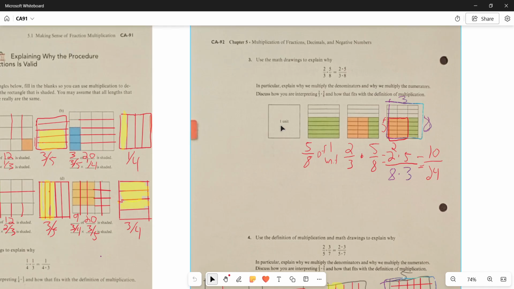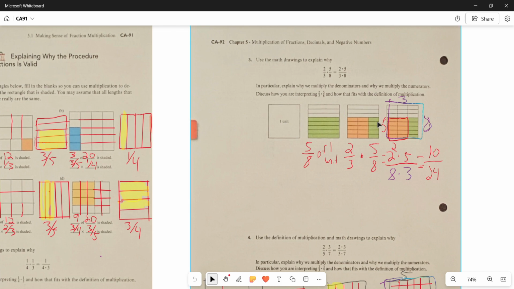So I'm interpreting 2/3 times 5/8 as 2/3 of 5/8, 2/3 units with 5/8 in them. So it's 2/3 of 5/8. So this first box here represents 5/8 of 1 unit.